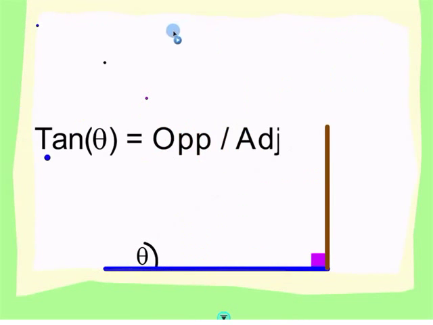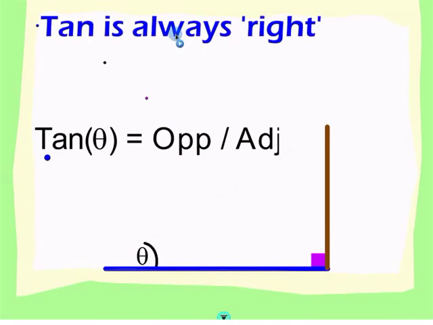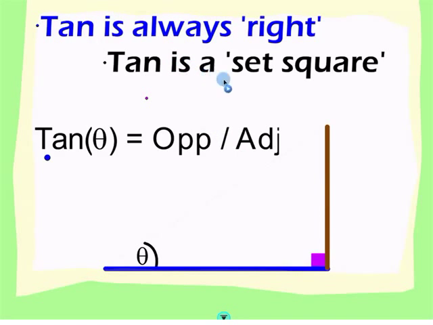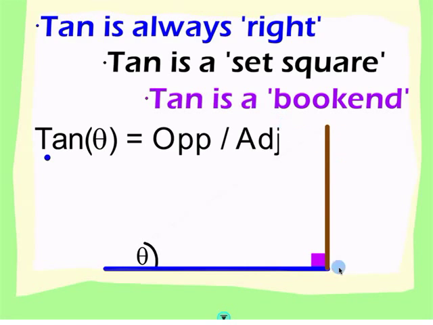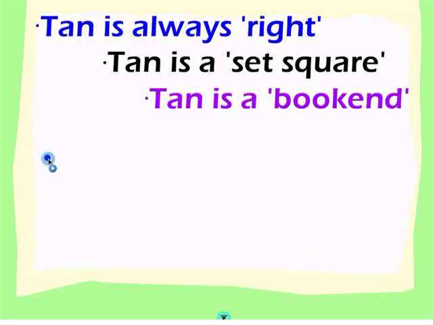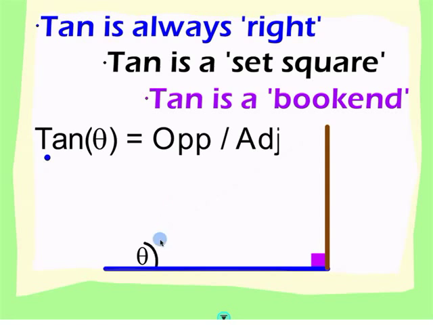And for tan, it's a bit harder to come up with something to remember it by, but you could say it's always right, because it's like a right angle. It's like a set square for those engineers out there. It's like a bookend. So the tan of this angle, when we will have to know what this angle is, the tan of it will just be a number, probably expressed as a decimal, and that number will be equal to how big this opposite length is compared to how big the adjacent side length is.